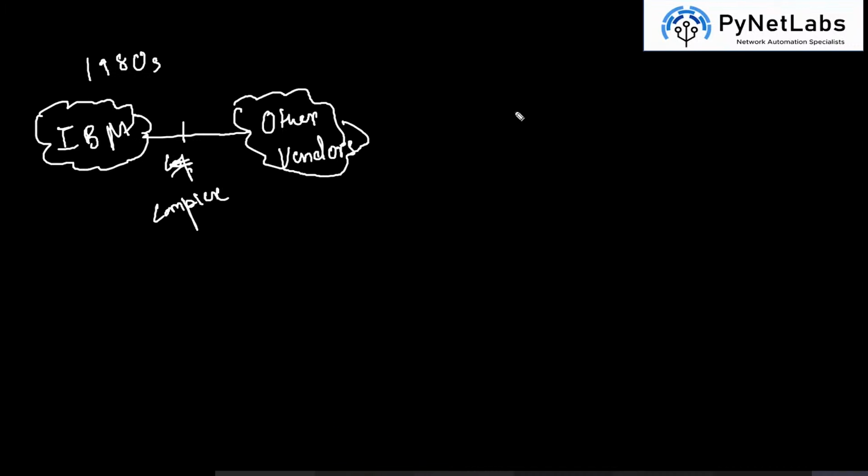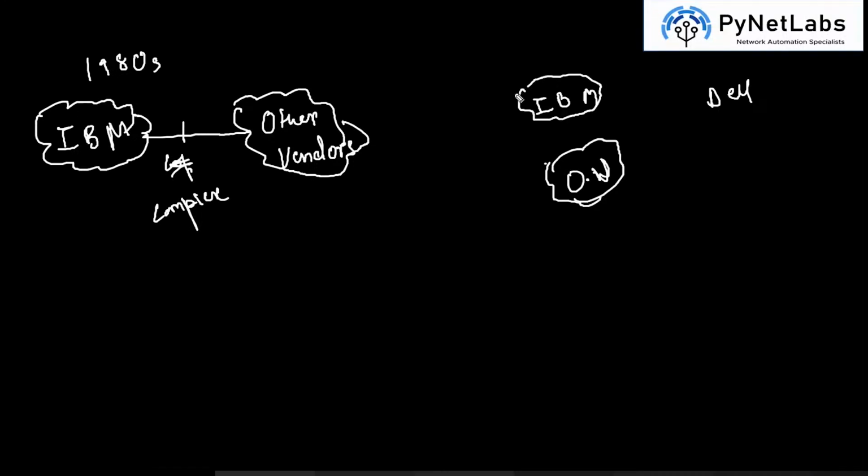Then after the formation of TCP/IP and OSI, let's say IBM and Dell or other vendors started including TCP/IP and OSI both in their devices, so that the inter-vendor communication can be successful.